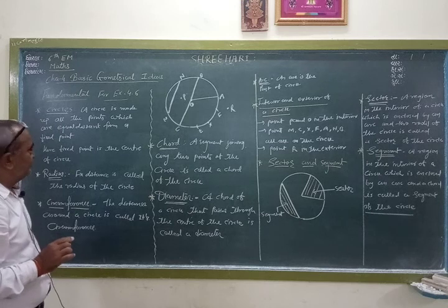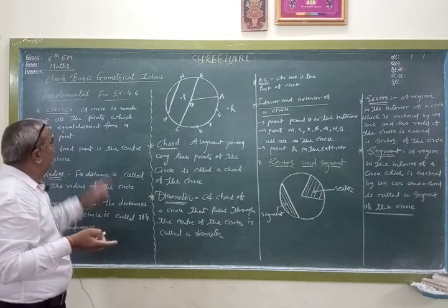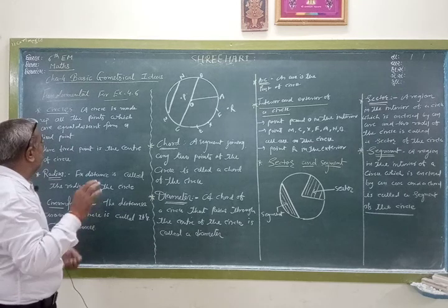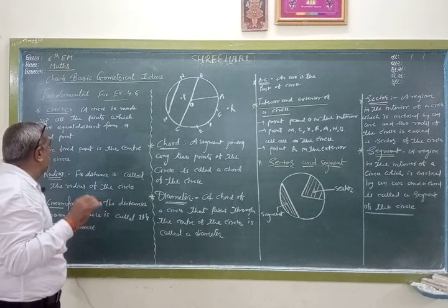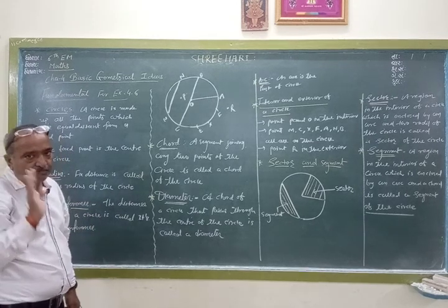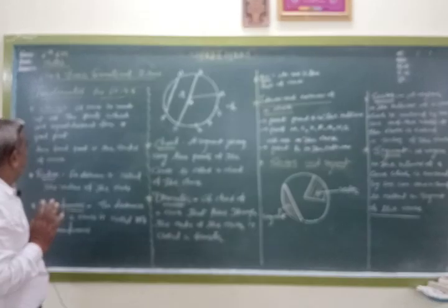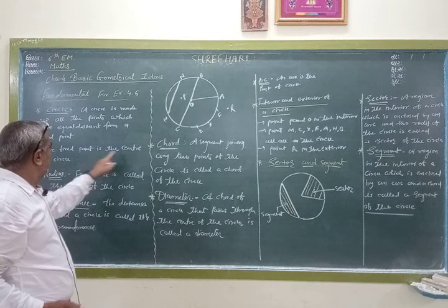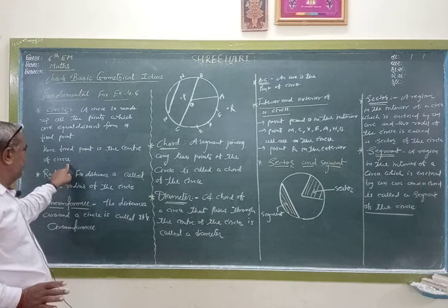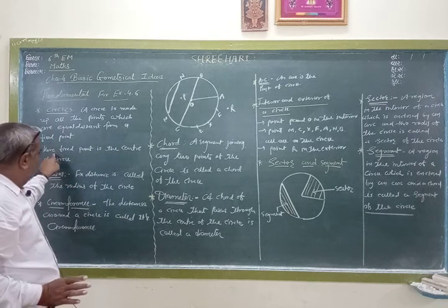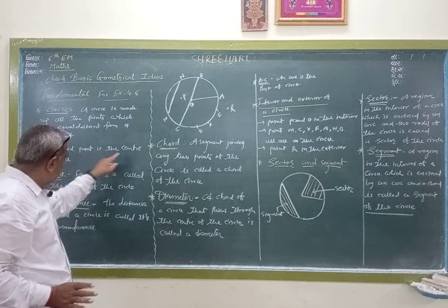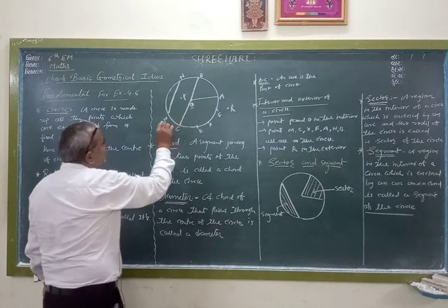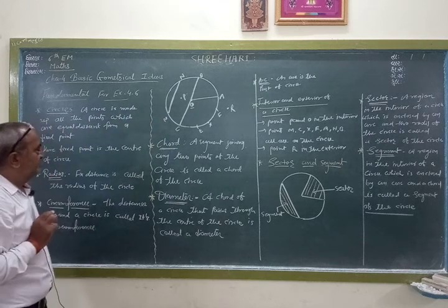The definition of a circle, again: a circle is made up of all the points which are at equal distance from a fixed point in the same plane. Here the fixed point is the center of the circle. Here O is the center of the circle.